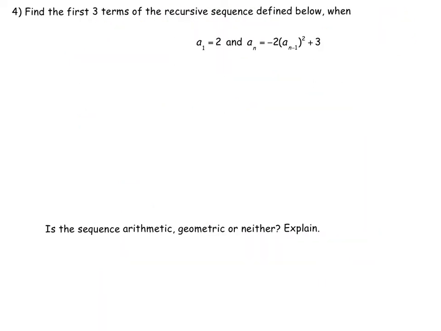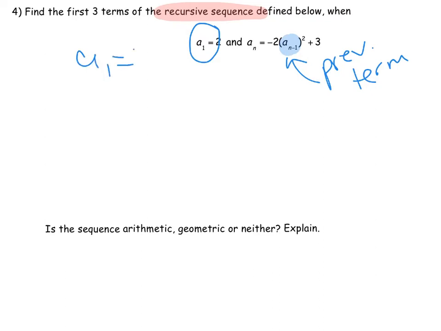All right, so if we take a look at question number 4, again, it's another recursive sequence. You have to know that recursive sequence means you're using the previous term and you have to be given the first term. So again, this a sub n minus 1 always means plug in the previous term. It's always going to be the previous term. And it's asking us to find the first 3 terms. So I already know the first term, a sub 1 is 2.